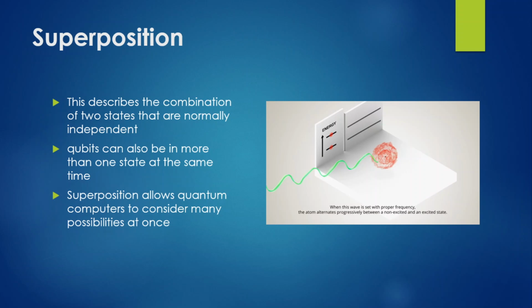Okay, superposition. This describes the combination of two states that are normally independent. Qubits can also be in more than one state at a time, so they can be 1 and 0. This is why it's so hard to work with them. Superposition allows quantum computers to consider many possibilities at once, because, as I mentioned before, they have more than one state at the same time.